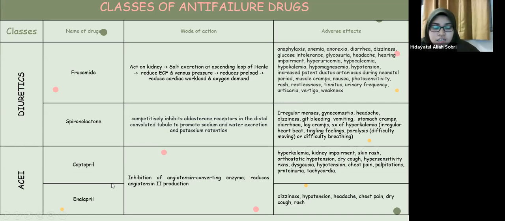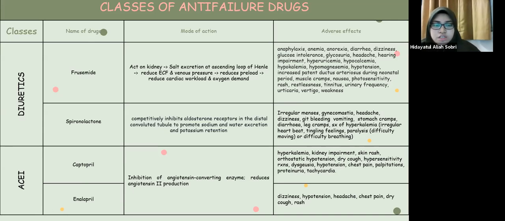And then ACE inhibitors, angiotensin converting enzyme inhibitors, which are captopril and enalapril. This drug will inhibit the angiotensin converting enzyme, so there will be a reduction in angiotensin 2 production.